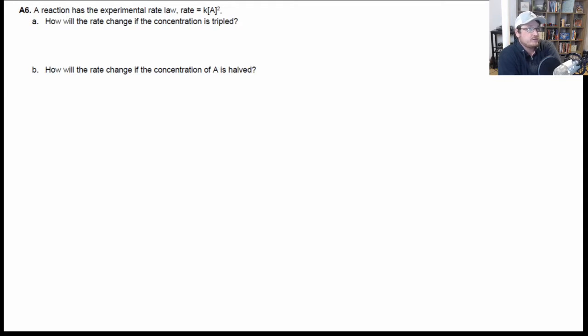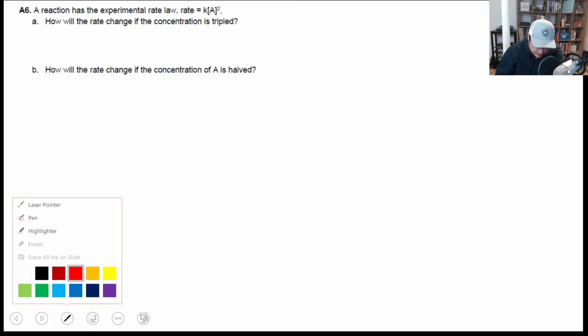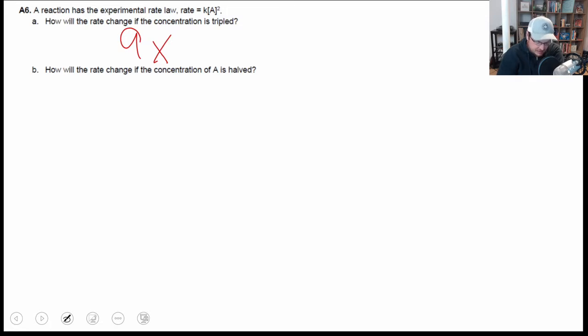If you start off with a concentration of 1, and no matter what the K value is, let's say K is equal to 1, then K times 1 squared is going to be equal to 1. If you triple that value, K times 3 squared, now that value becomes 9. So you went from a 1x speed to a 9x speed. The rate change is going to be ninefold just by tripling the concentration, because you're squaring it. If you were to quadruple it, it would go up 16-fold and so forth. So it goes a lot faster in those cases.